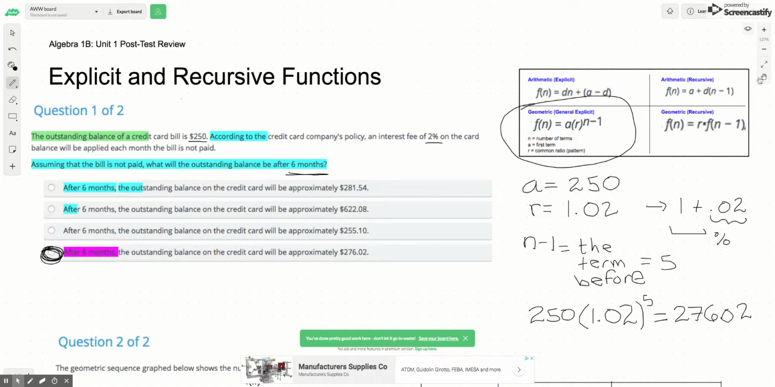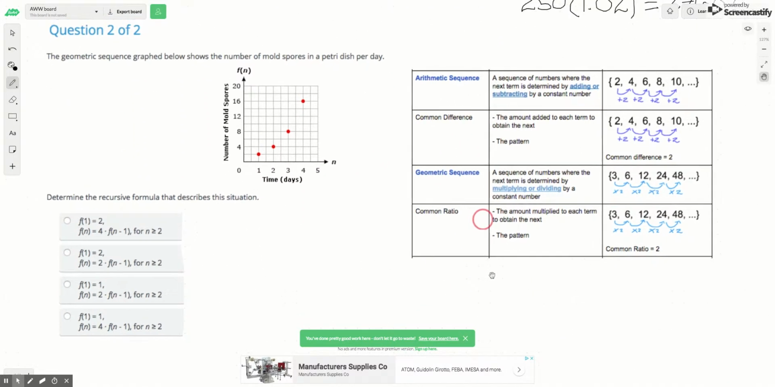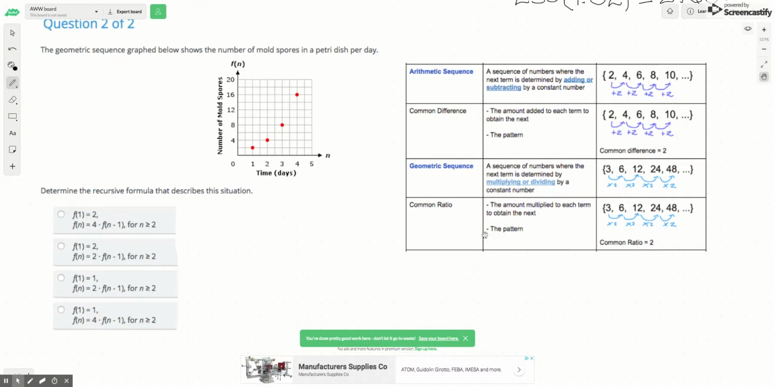Now let's go over the second problem. Question 2. The geometric sequence graphed below shows the number of mold spores in a Petri dish. The first thing that I'm going to do is write these values as a list. The first value is 2. It's kind of like right here in the middle. Then the second one is 4. Then the third one is 8. Then the fourth one is 16.